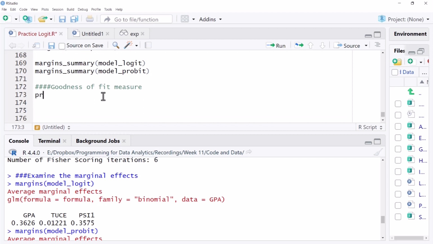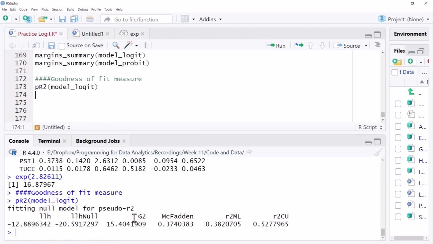First, there is a very useful function called pR2. If I provide model_logit, it gives me multiple measures. Our focus will be on the likelihood, which is this G2, and McFadden, which is similar to pseudo R square. If you recall the discussion, pseudo R square equals 1 minus the log likelihood divided by the log likelihood for the naive model. So this McFadden is for that. But there are other numbers also provided.